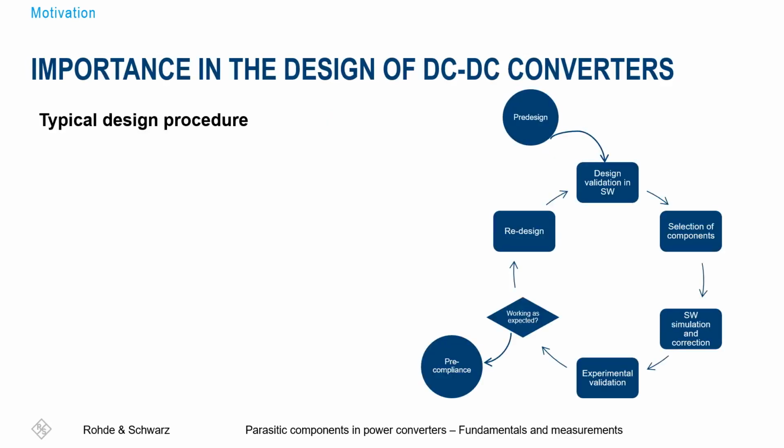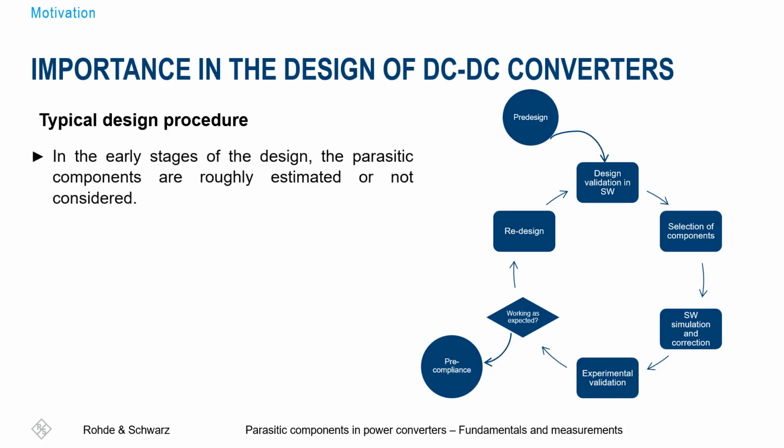Here we have a basic design methodology for power converters. In this design flow, we start with a pre-design. In this case, it uses the main specifications of a DUT, for example, the input voltage, the output voltage, the power that is needed, and the pre-design is done. After this, the design is validated in software. Then the components are selected based on the main requirements of the system.